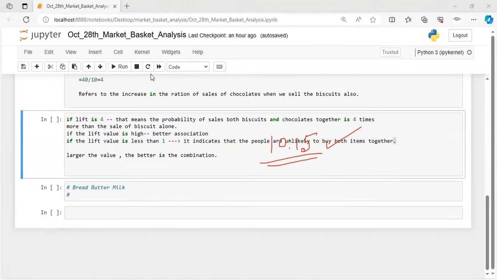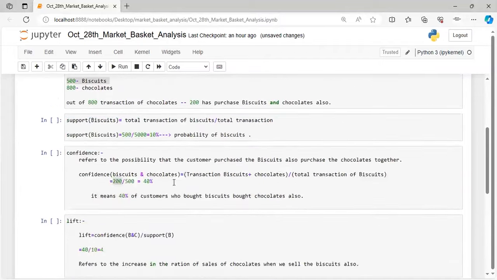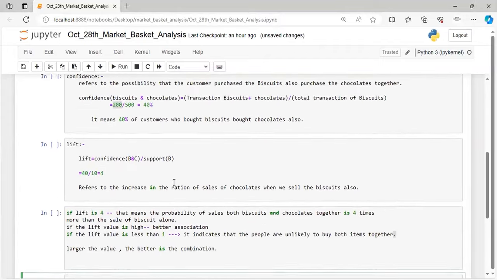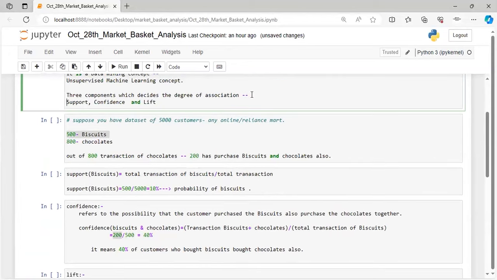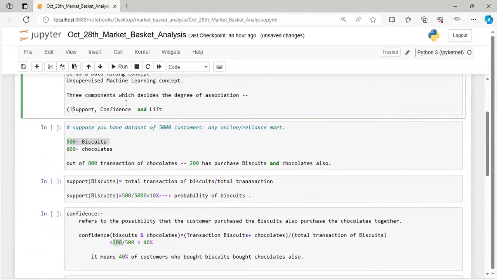I've shared one CSV file. Please download it: marketing optimization.csv. Basically, we concluded that these three things are important to decide whether the combination of two products is perfect or not: support, confidence, and lift.